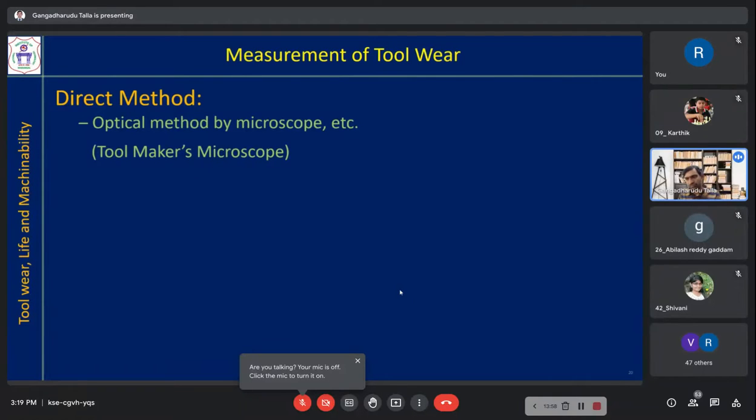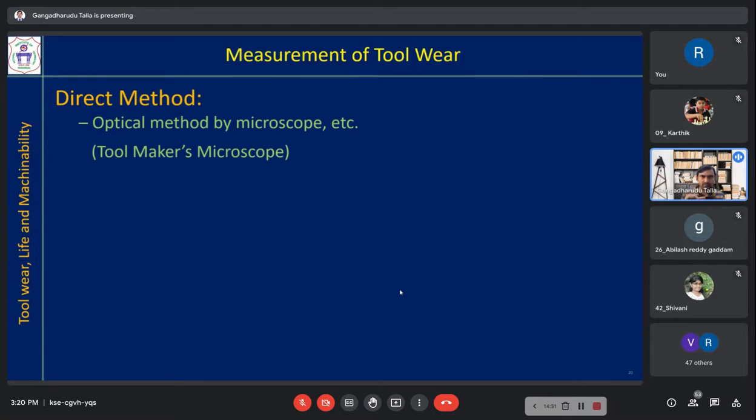Or you are getting poor surface finish. You will understand that the tool has worn out. So there will be some indications. Or a different sound is coming out. Based on that, you will understand that the tool might have worn out. You will take it out and measure the tool wear using a microscope, called a tool maker's microscope. Using that, you will now measure the height of the flank wear.